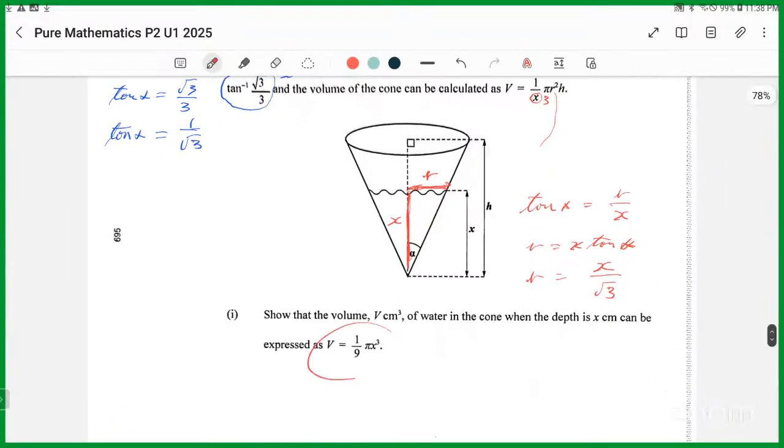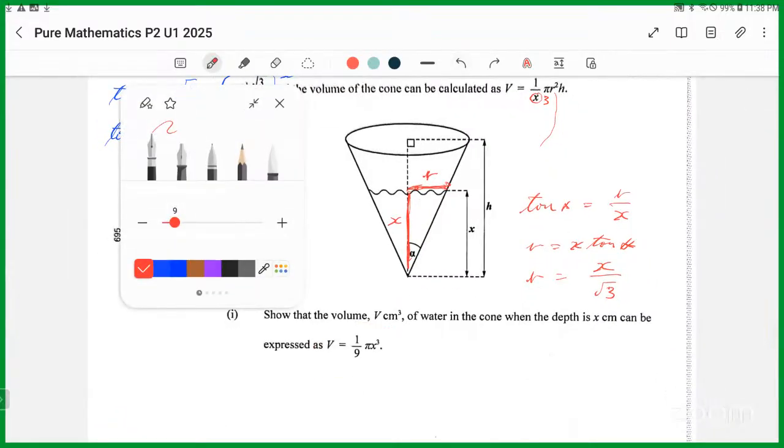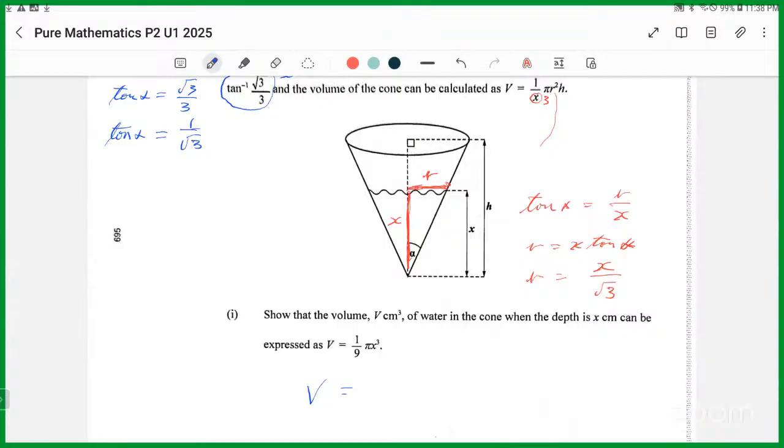So the volume that we want down here, the volume of the water V, becomes 1/3 pi r squared. X is the height, not h. X. And r is this. I see this is in terms of x alone.